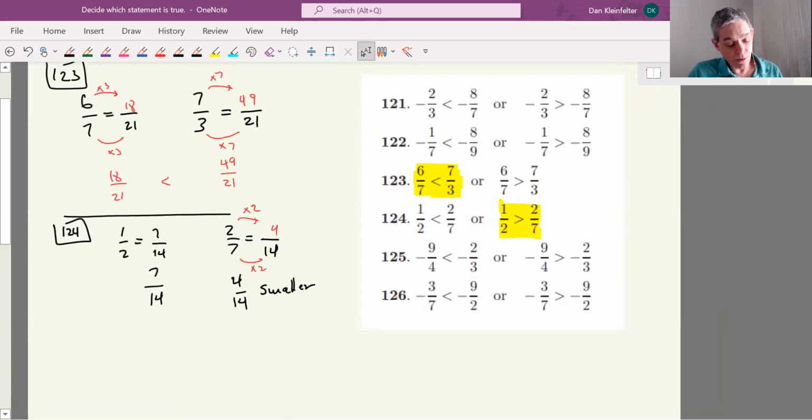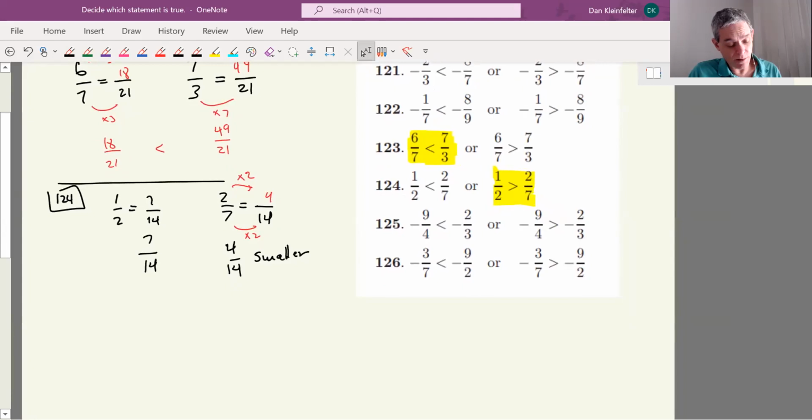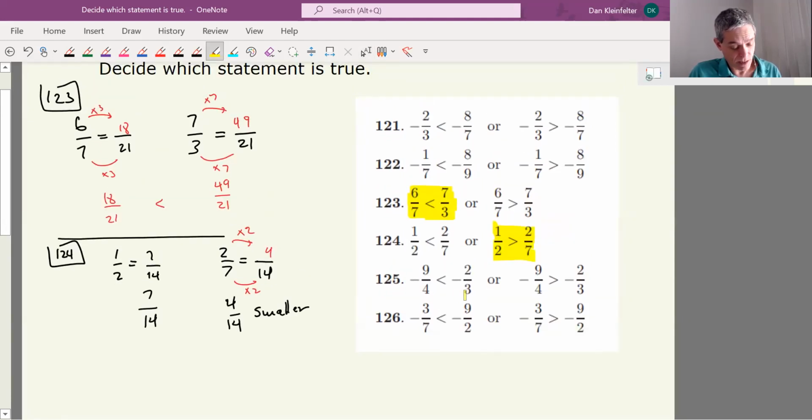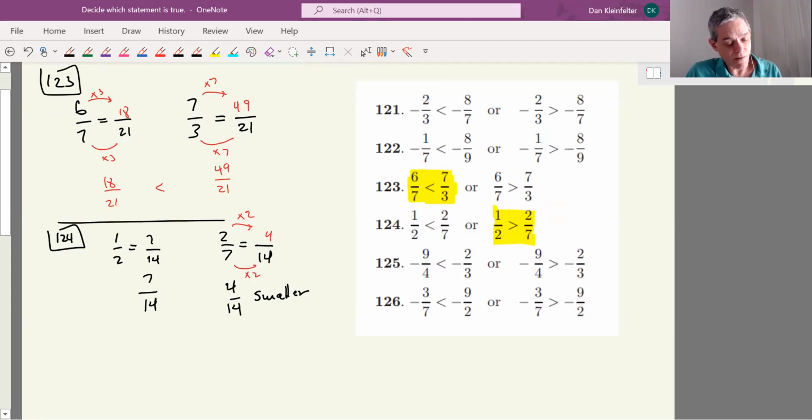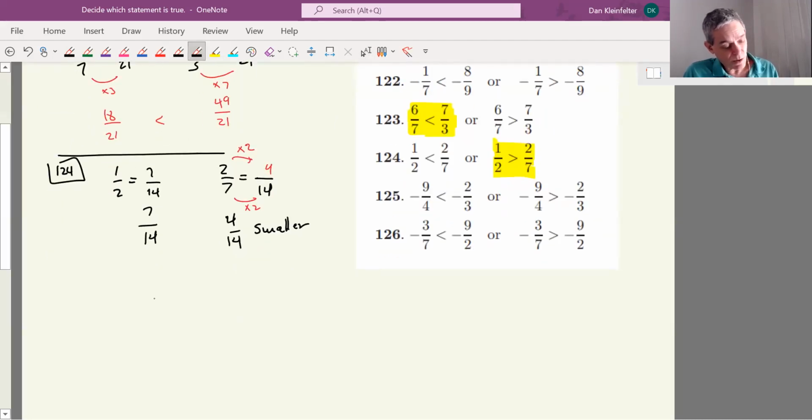All right, so let's try one of the ones that is negative. Okay, 125, I'm going to skip 125 because again, this one should be easier, and that's because 9/4 is improper and 2/3 is proper. So it should be a little easier to figure out the answer on that. Let me see if we have, okay, 122 is good because at least they're both proper fractions. So let's try 122.